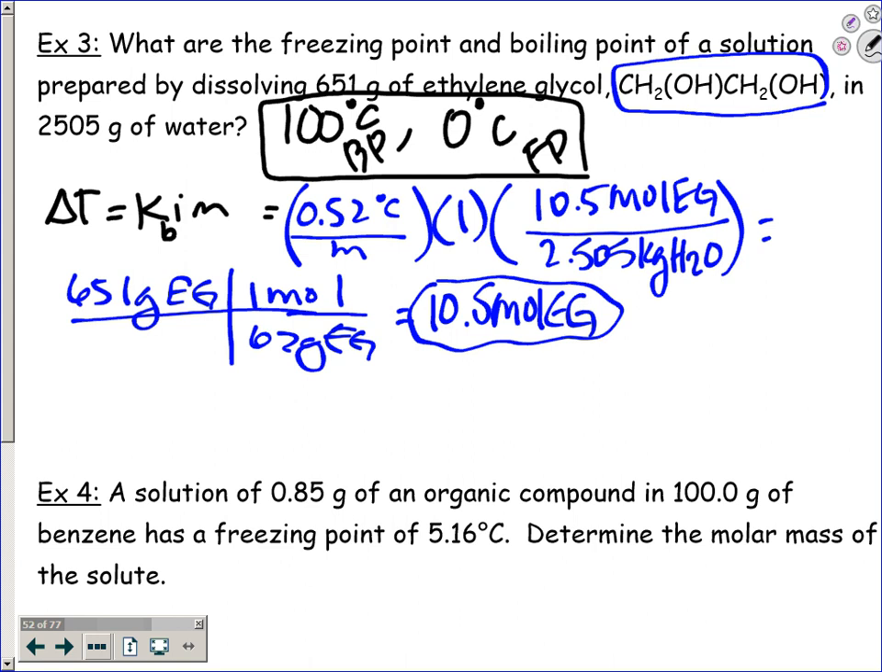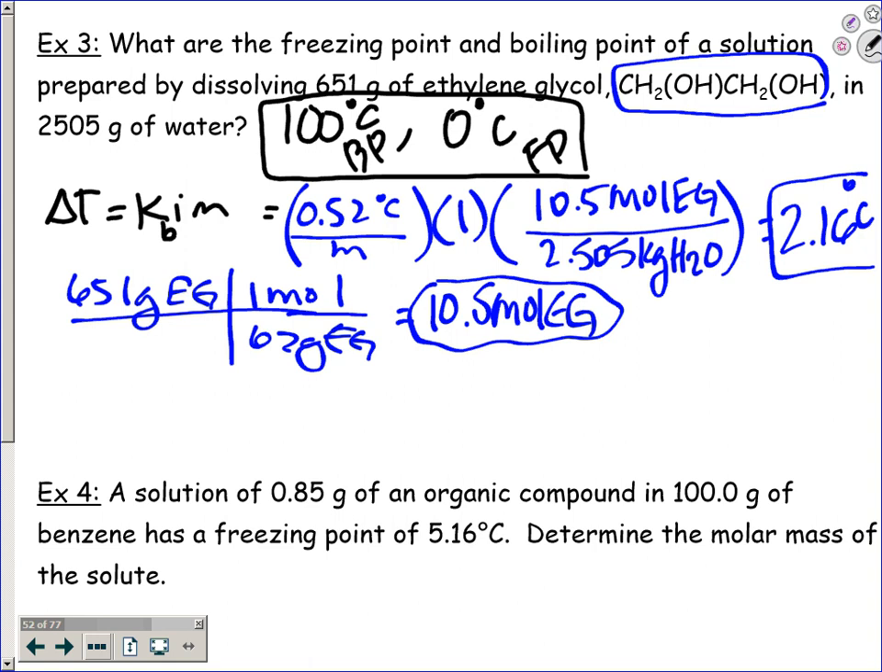What did you guys get for your delta T? 2.118. I'm just choosing a number for us to move on, but it depends on how many sig figs you included throughout, of course. There should be not too much of a discrepancy though. So, regardless, this is our boiling point what?